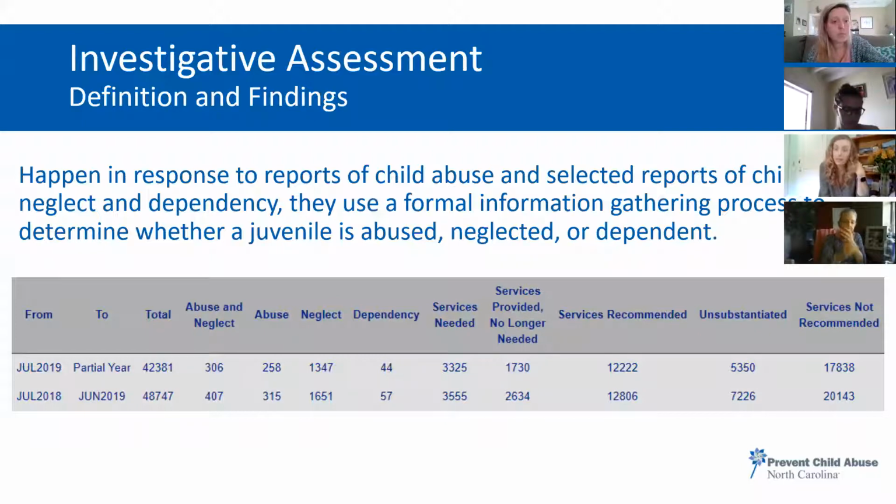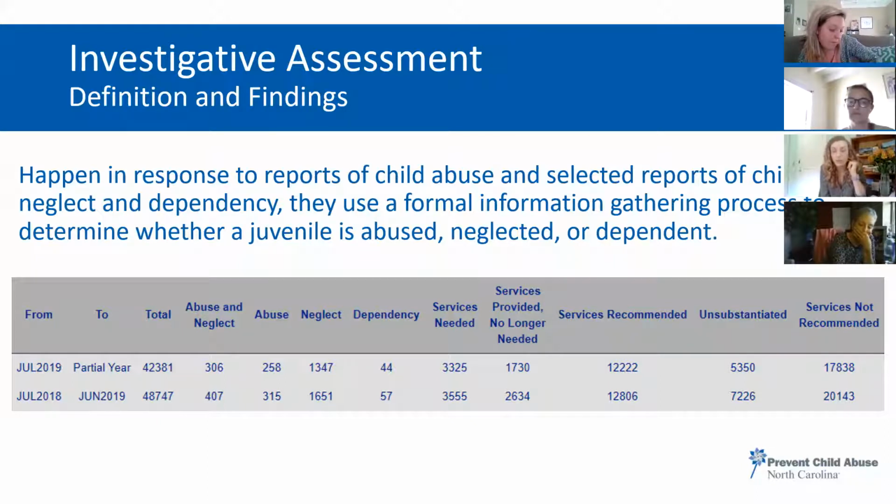So the investigative assessment, remember that's happening if it seems like the report is a report of abuse or a severe case of neglect. It's a more formal informational gathering process to determine whether a juvenile is abused, neglected, or dependent. So it's not partnering with the family, it's less maybe strengths-based than that family assessment track. And it's really in response to more concerning reports of either severe neglect or abuse.